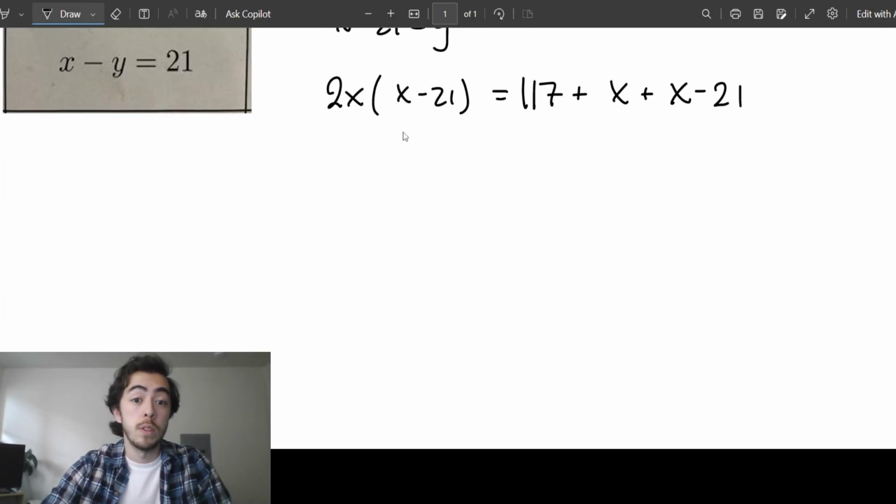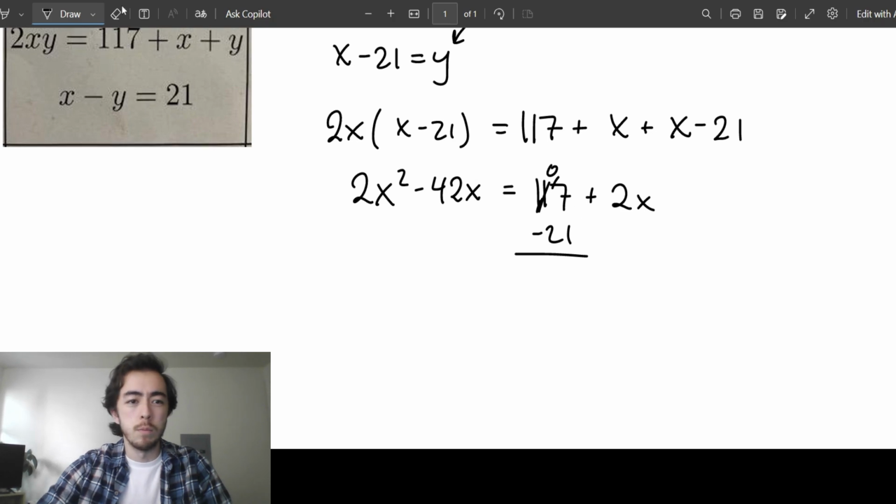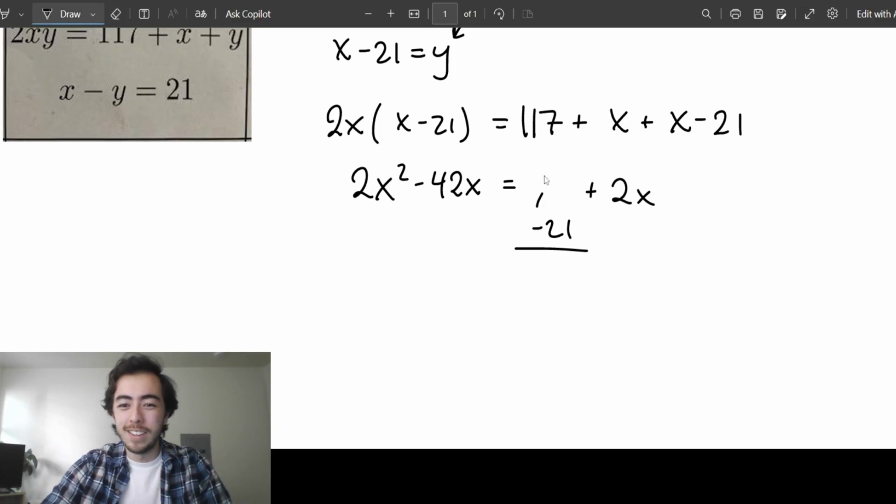We could distribute the left side. That is 2x squared minus, oh wait, hold on. Yeah, 2x squared minus 42x. And then the right side is going to be 117 still. We could combine these two x's together. And why not? Let's subtract the 21 off of the 117 to combine our like terms. Actually, I don't need to borrow there. The 7 minus the 1 is a 6, but then I should borrow from this 100 and make this an 11 tens. And that shows me that this number here should be 96.